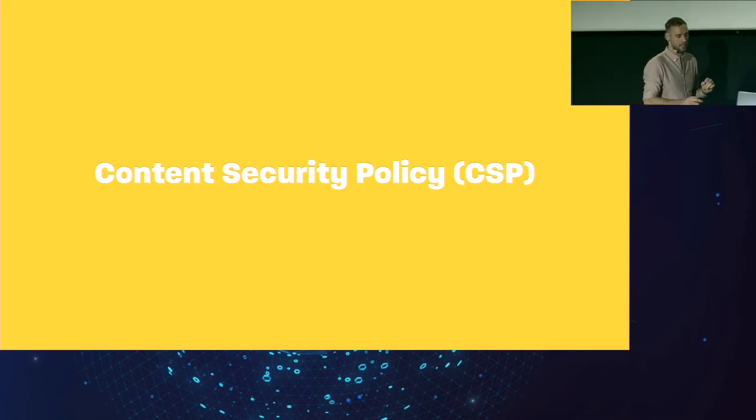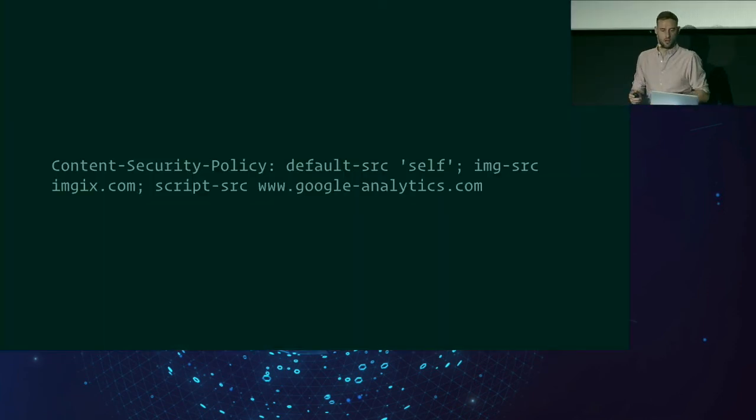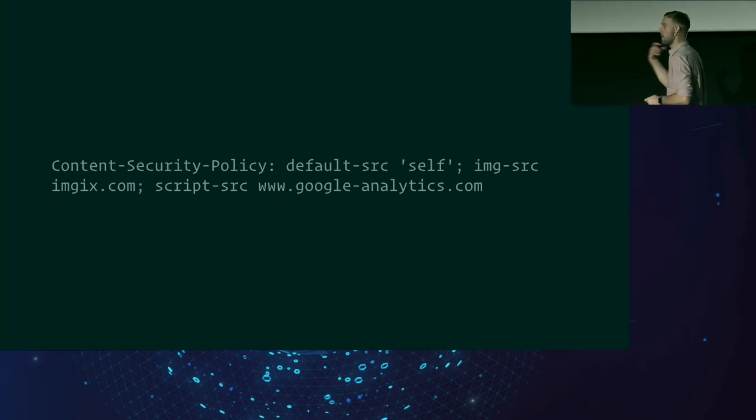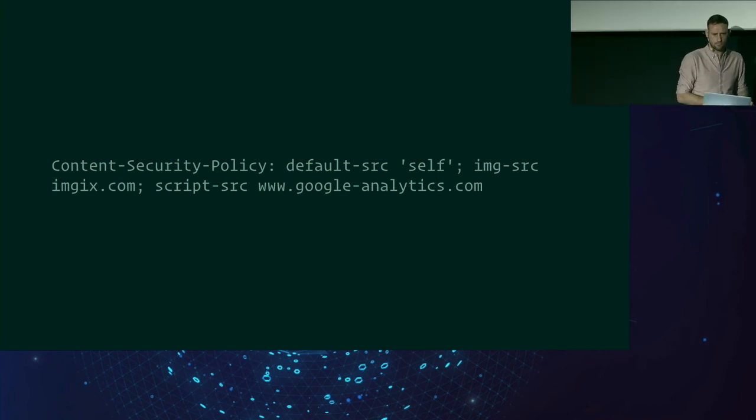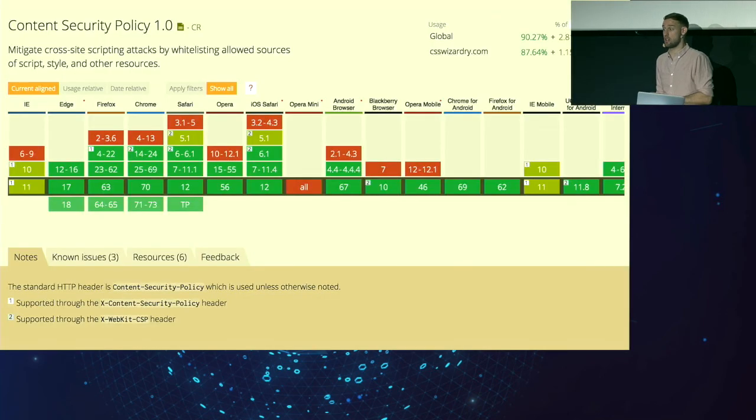But it's fascinating. CSP is a way of saying, hey, look, we will only let these domains load images. We will only let these domains load JavaScript. Basically you can whitelist domains. I will allow images from my image transformation provider. I will allow JavaScript from Google Analytics. Every other kind of asset, we can only load it from self, like the current domain. Support of this is pretty good, so we should start using CSP pretty soon.